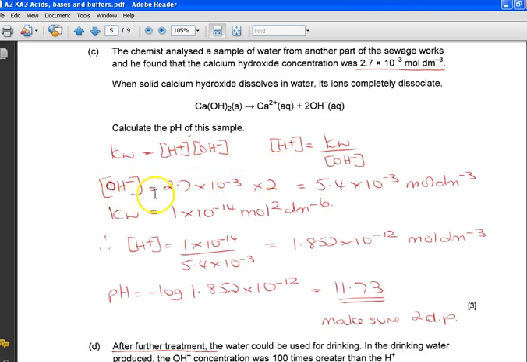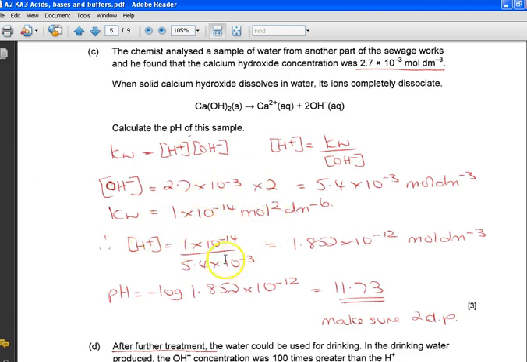Then we need to work out our concentration of OH minus, and like I just said, you're given the concentration of calcium hydroxide. Now, because it's a strong base, it totally dissociates, but for every 1 mole of calcium hydroxide, we have 2 moles of hydroxide ions. We need to multiply that value by 2, and some of you didn't do that, so you lost a mark as a result, but you did gain 2 marks if you forgot to do that bit.